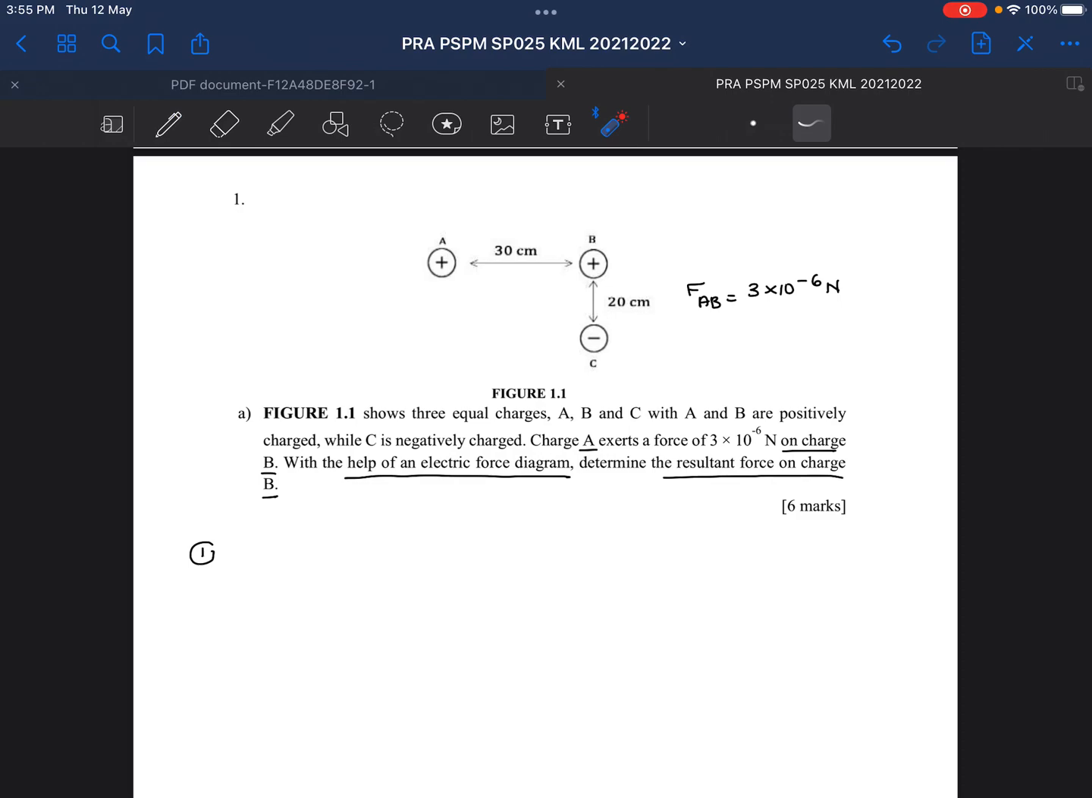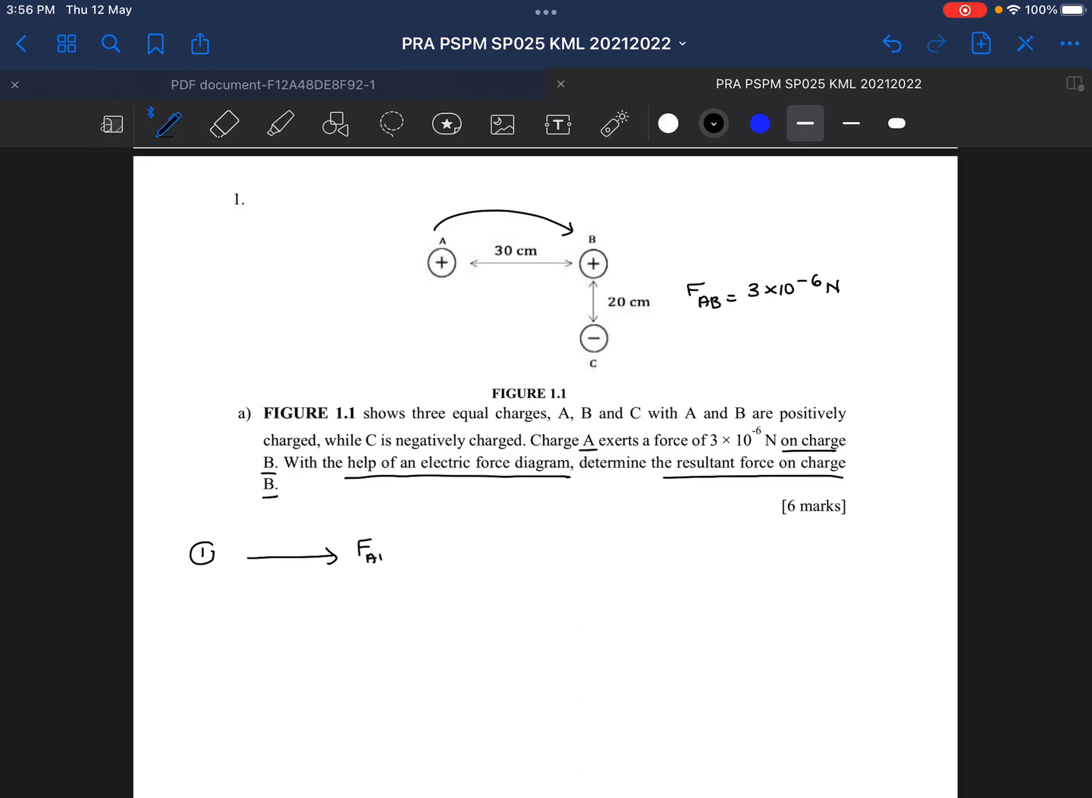Okay, so we have this one. B is positive, A is positive. So positive akan repel lah. So must draw from B. Okay, so repel maksudnya bukan ke sana lah kan? Bukan ke sana. It will be ke sana lah sebab repel. Okay, so this one would be F A on B.